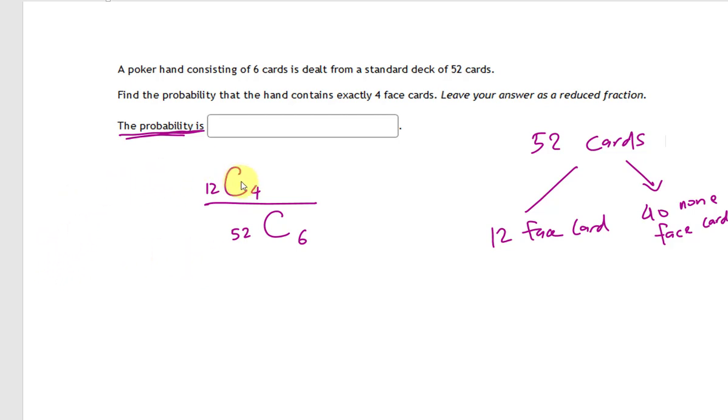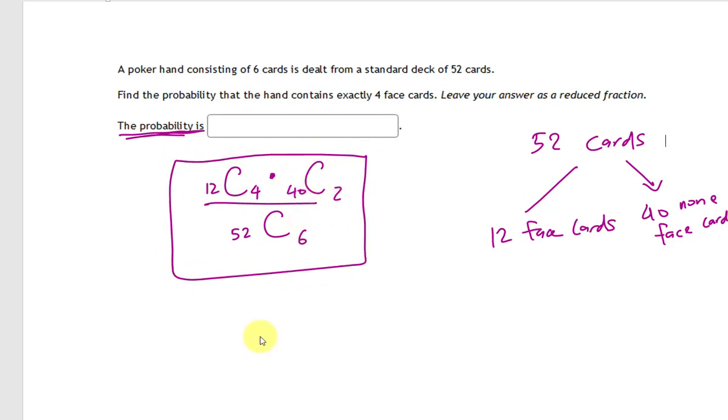Now because we have 6 cards, 1, 2, 3, 4, 5, 6, the first 4 you want to be from the face cards. So 4 chosen from the 12 face cards. And then the other 2 cards, because we have 6 total and this is 4 only, you want those 2 cards to come from the other 40 non-face cards. You want the 2 requirements to be together, and therefore you need to use the AND requirement, and AND means multiplication. And that is the answer for this particular problem.